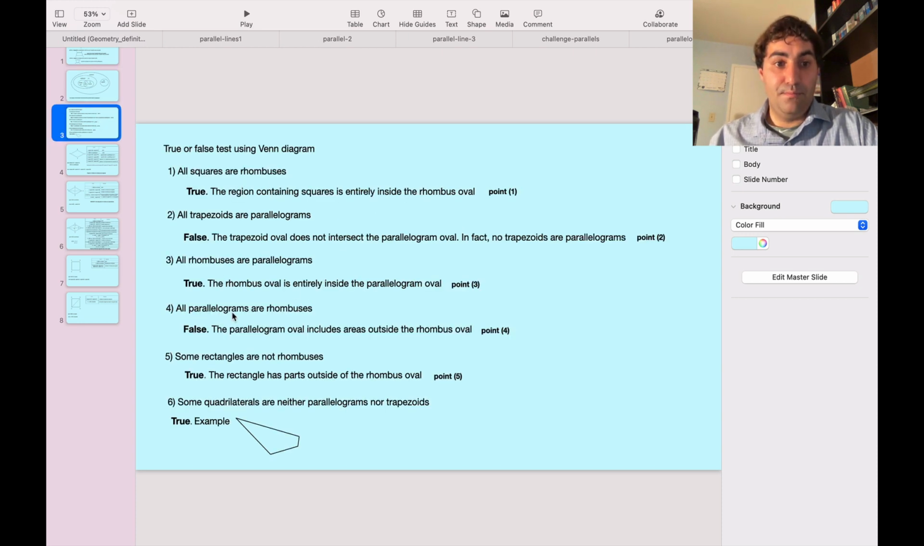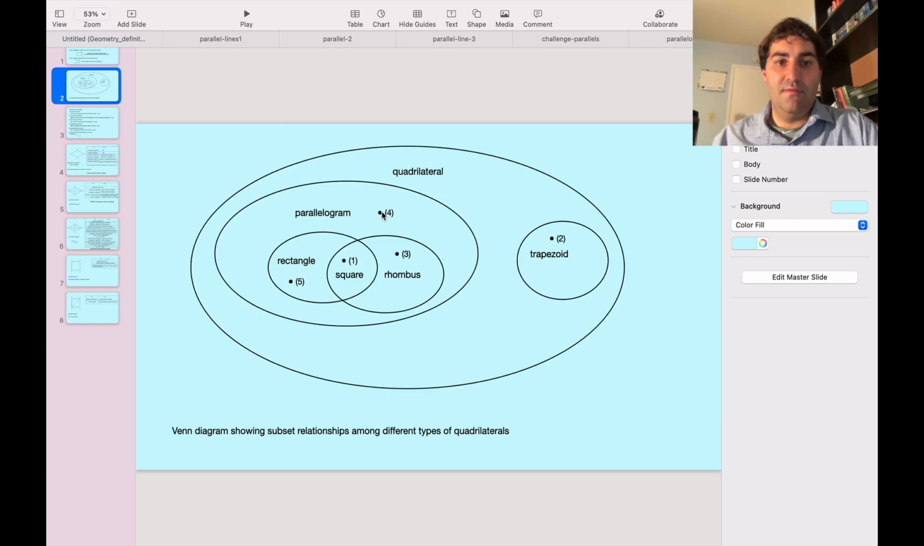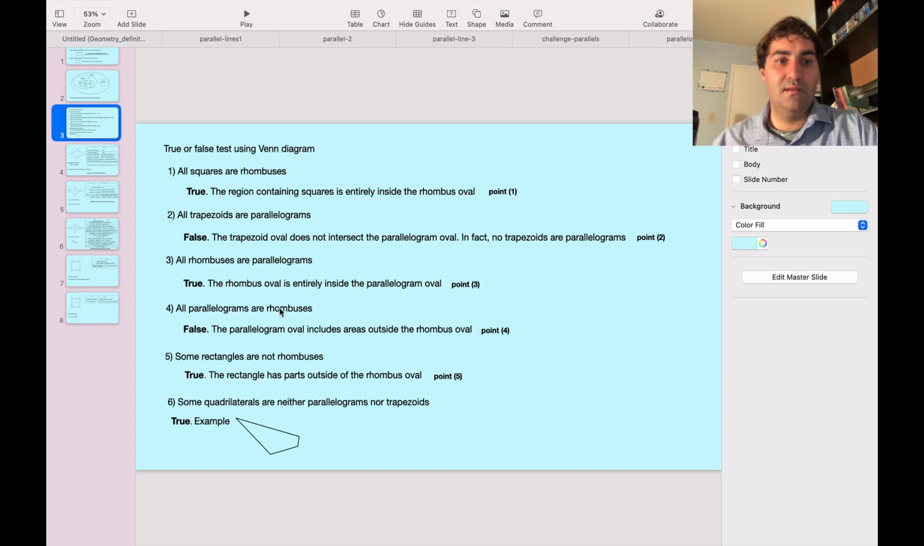Statement 4, all parallelograms are rhombuses. This is false. The parallelogram oval includes areas outside the rhombus oval. Look at point 4. If you take point 4, it's inside the parallelogram oval, but it's not inside the rhombus oval. So that shows that not all parallelograms are rhombuses.